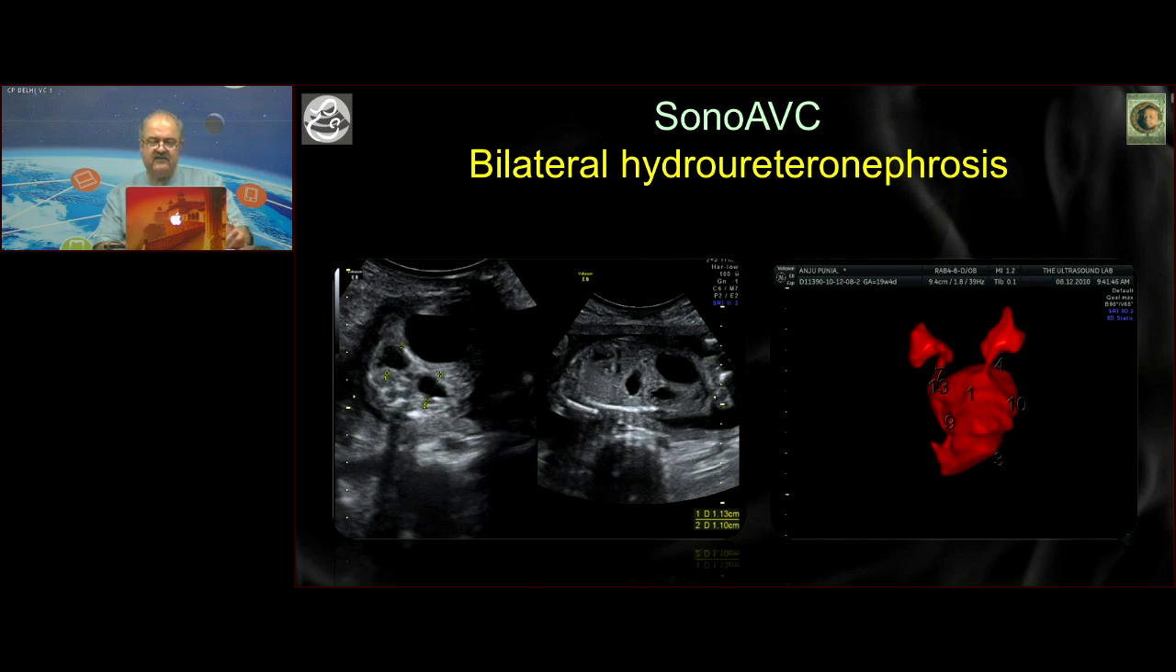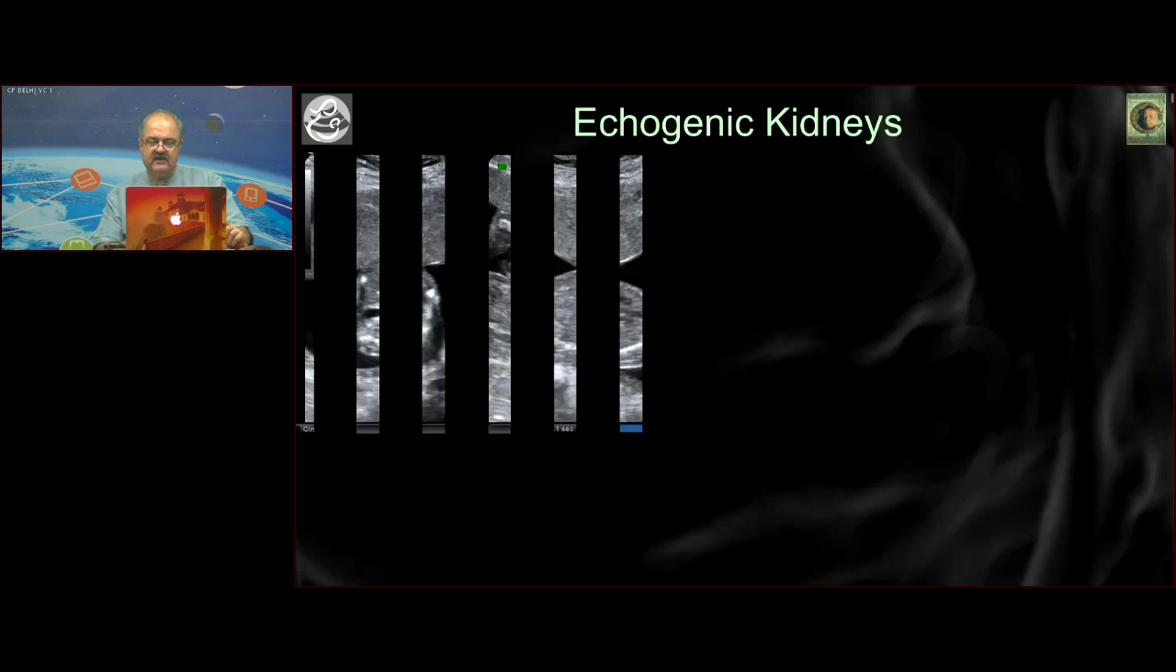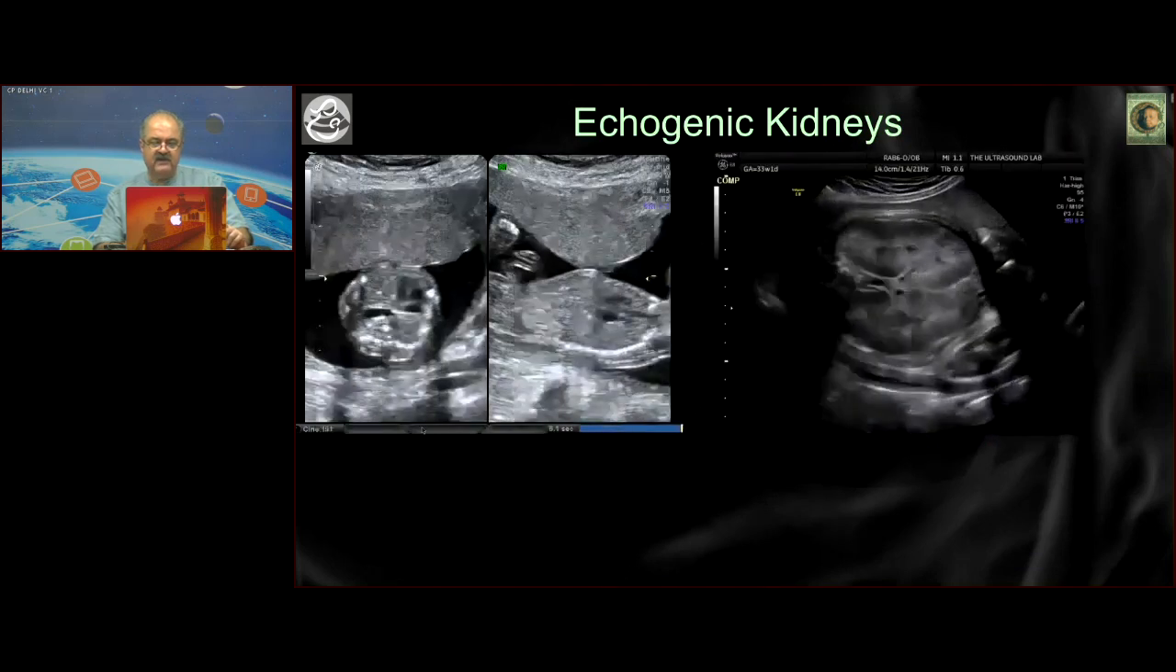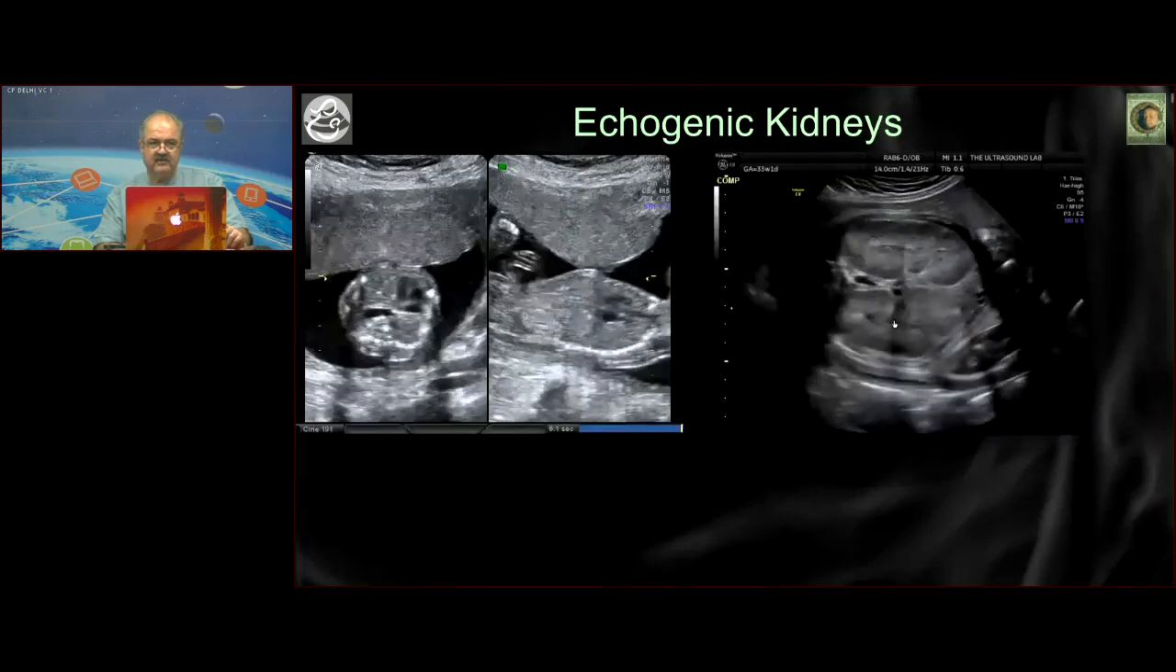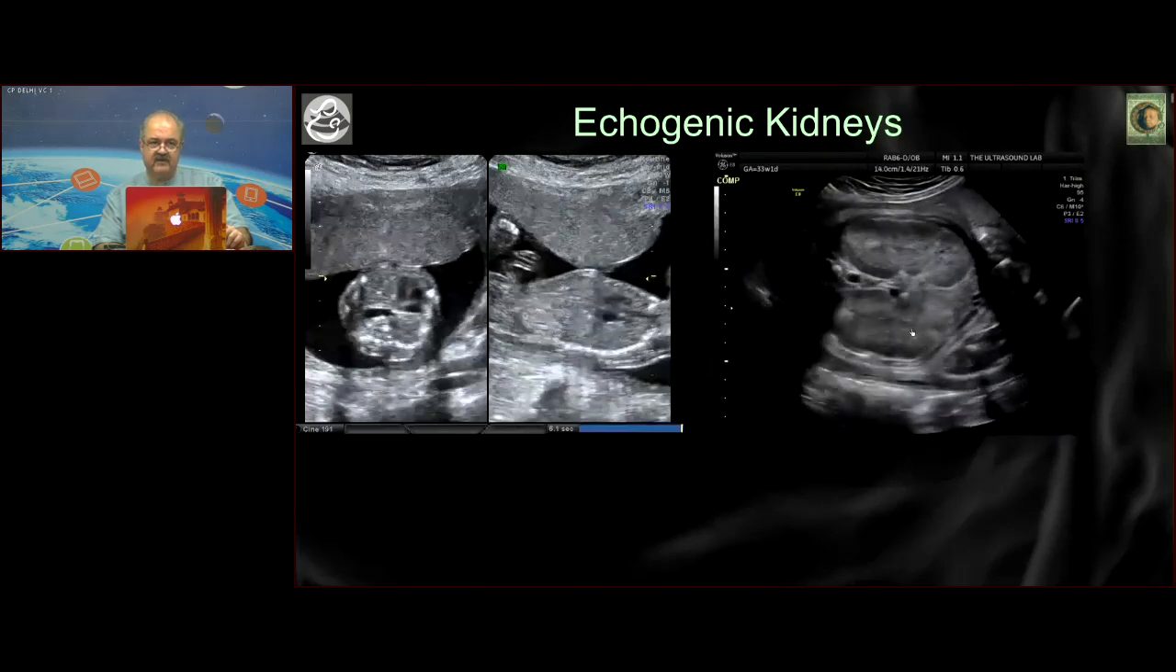Let's come to the first of our differential diagnoses, and that is echogenic kidneys. Remember that they might be normal sized echogenic kidneys as you see here, or they might be large echogenic kidneys as you see here, and they may be unilateral or bilateral. The vast majority of them are bilateral.